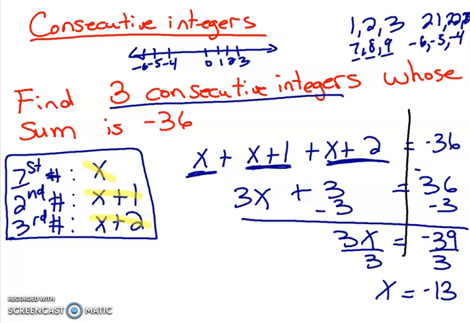Now, if x is negative 13, that means negative 13 plus 1, this should be negative 12. And then negative 13 plus 2, this should be negative 11. So my 3 consecutive numbers are these 3 numbers right there: negative 13, negative 12, and negative 11.